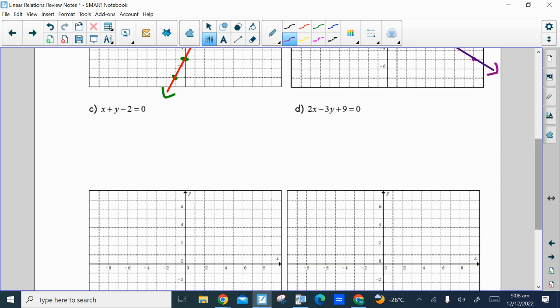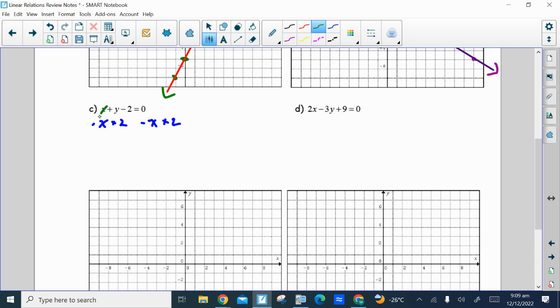Now, these next two equations are lines because there's no exponents. However, they're not in slope-intercept form. We need to put them in slope-intercept form by getting y by itself. So for this first one, we would subtract the x from both sides and also add 2 to both sides. The x is a positive x, so we subtract it from both sides. The 2 is a minus 2, so we add it to both sides.